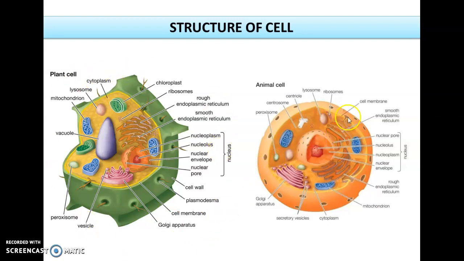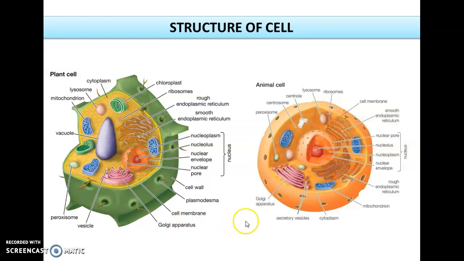Various parts of the cell can be seen in this diagram, which are common. For example, cytoplasm present in both the cells, plasma membrane, endoplasmic reticulum, ribosomes, mitochondria, vacuoles, lysosome, Golgi body, etc.